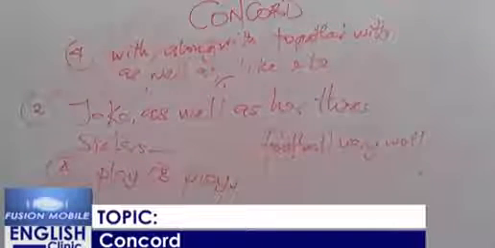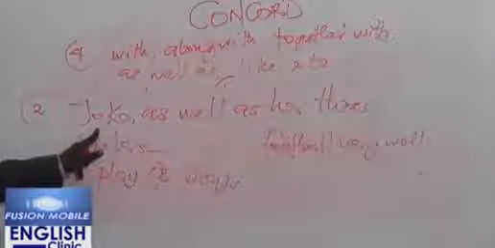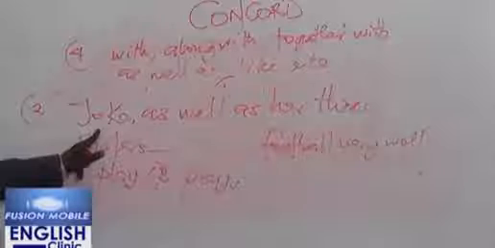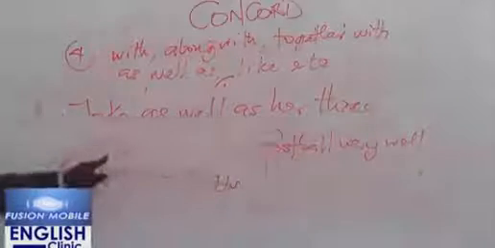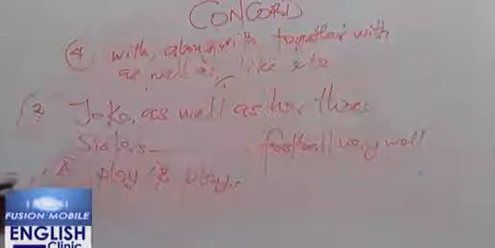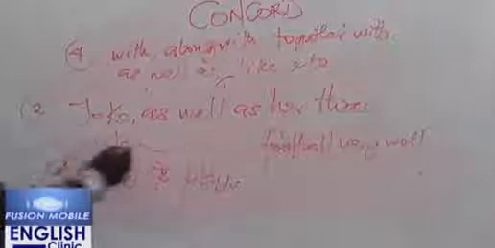Now, remember, I said the subject must be singular. So the subject here is what? It is Joker. And it's followed by a phrase, and that phrase is introduced by "as well as." What is the phrase here? "As well as our three sisters." Now, the answer must be singular because Joker is singular. So the answer is what? It is plays.